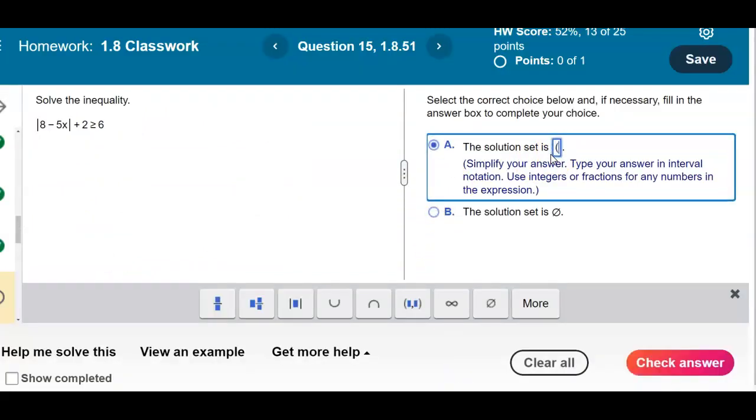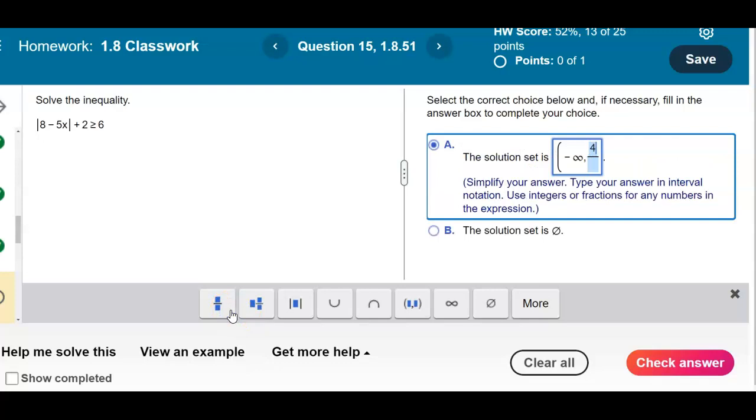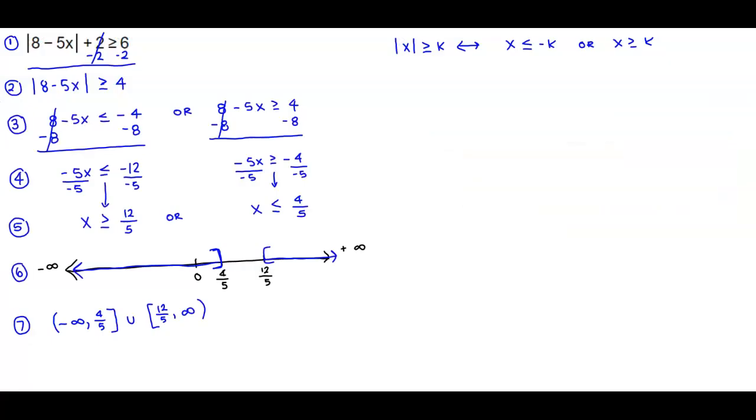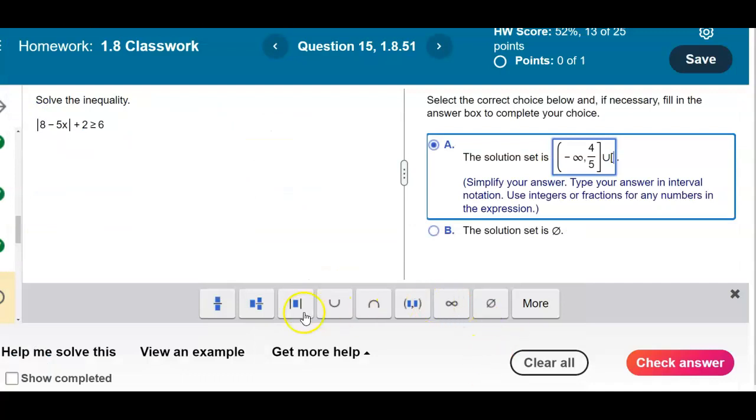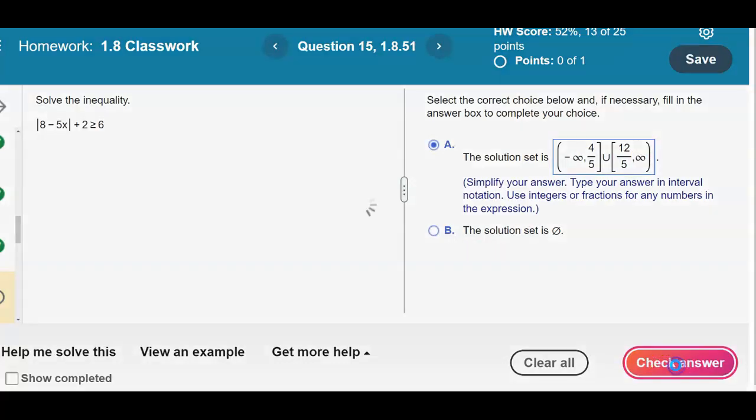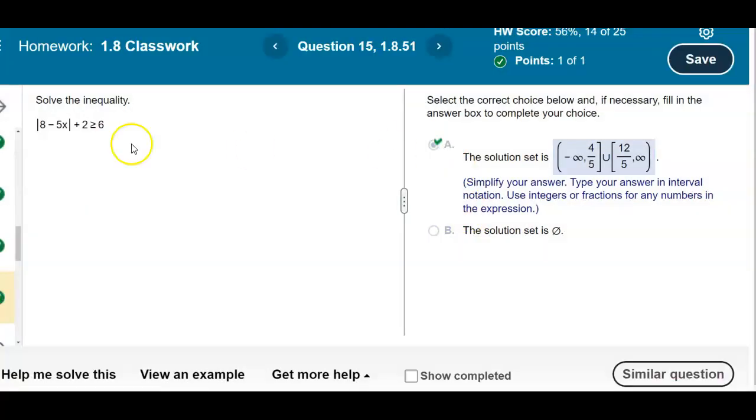Let's go ahead and write our solution. So we have parenthesis, negative infinity, comma, the fraction positive 4/5 with a bracket, union, and then bracket, we have 12/5, comma, positive infinity with a parenthesis. Check our answer, and there is our result.